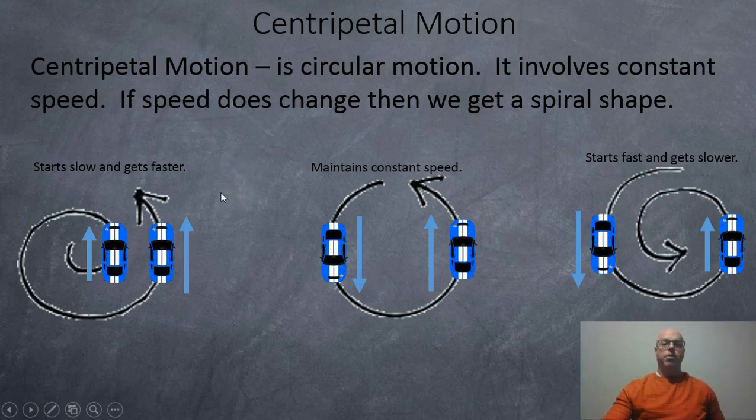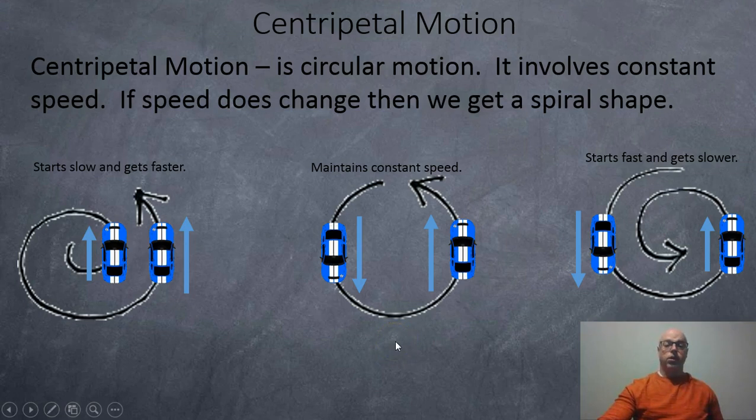Okay, now what happens if the speed is not constant? Then you don't really get circular motion anymore. If you start off slow and you keep turning but end up going faster, you will spiral outwards. Of course, if you maintain your speed, you will just go in a nice little circle. And if you start off fast and you keep turning in a circle, but you're slowing down, you will spiral inwards.